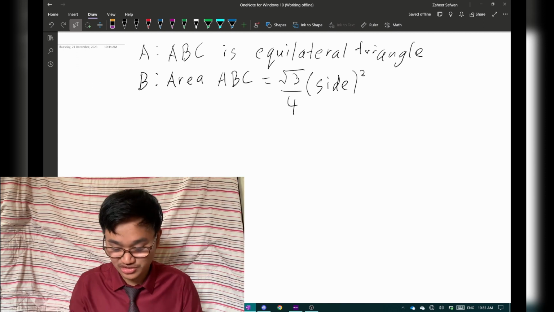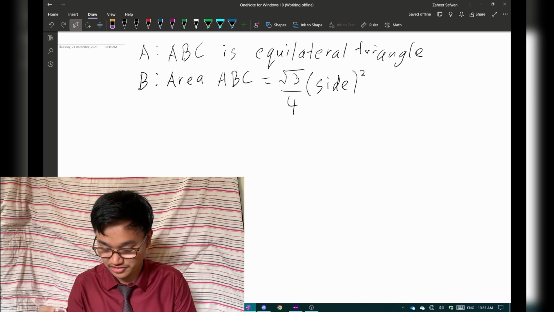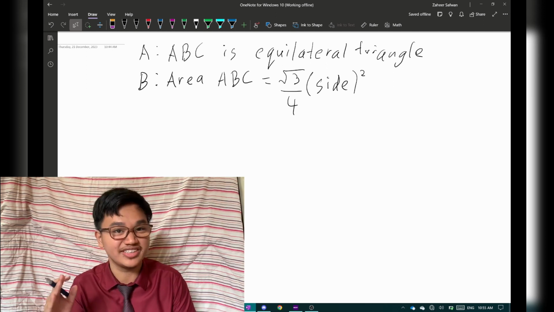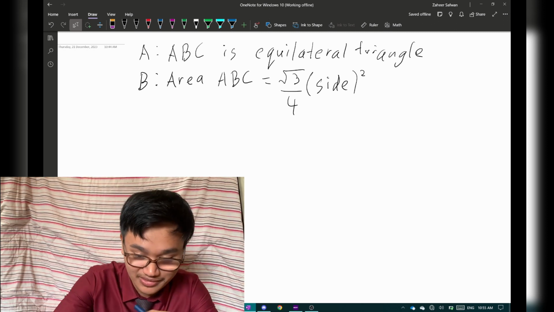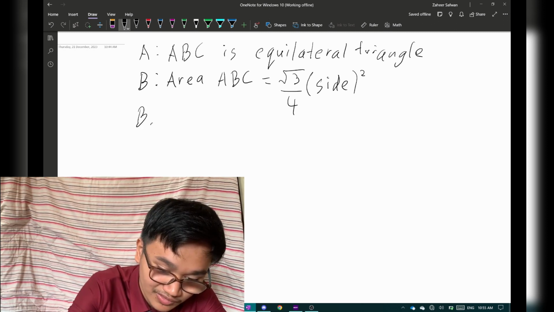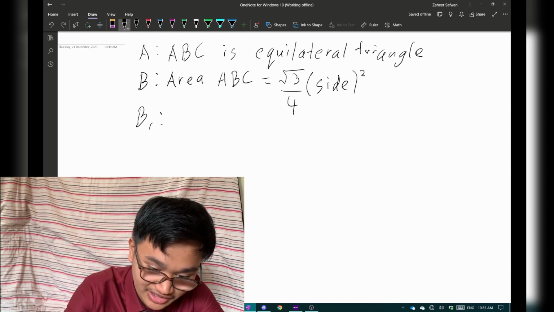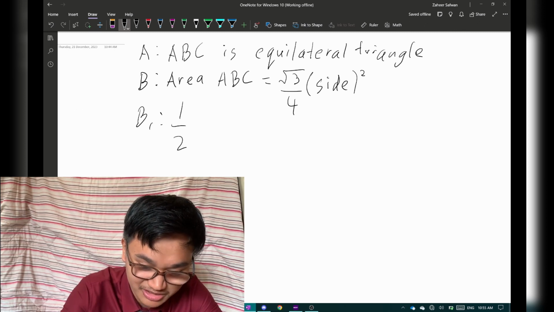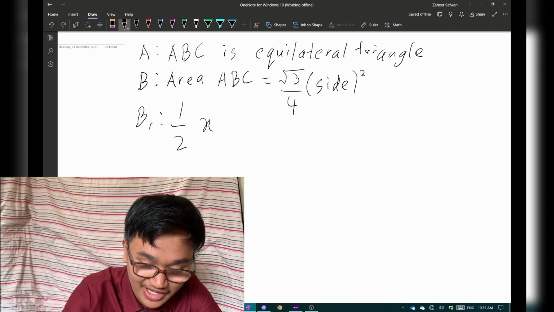Continuing on with the next question: if triangle ABC is equilateral, then the area is square root 3 over 4 times the square of the length of a side. We write down the hypothesis and the conclusion, A and B, and then from B, we go backwards. The area of ABC is represented by 1 over 2 times base times height. For the base and height, I will represent with variables X and Y.